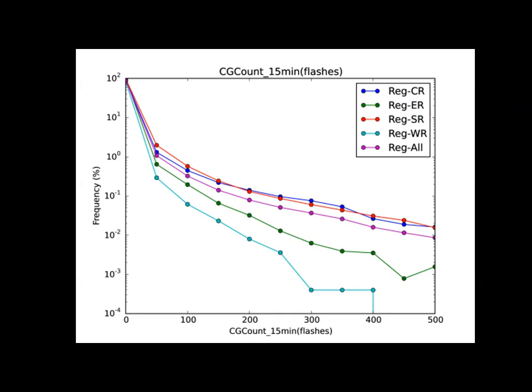So since the cloud to ground 15-minute was the most important, this plot shows the frequency, or basically the number of storms on the y-axis, and then the x-axis shows the actual cloud to ground flashes for that 15 minutes for a storm. So the blue turquoise line here is the western region, and you can see that that maxes out at about 400 flashes, where the rest of the regions are kind of off the charts.